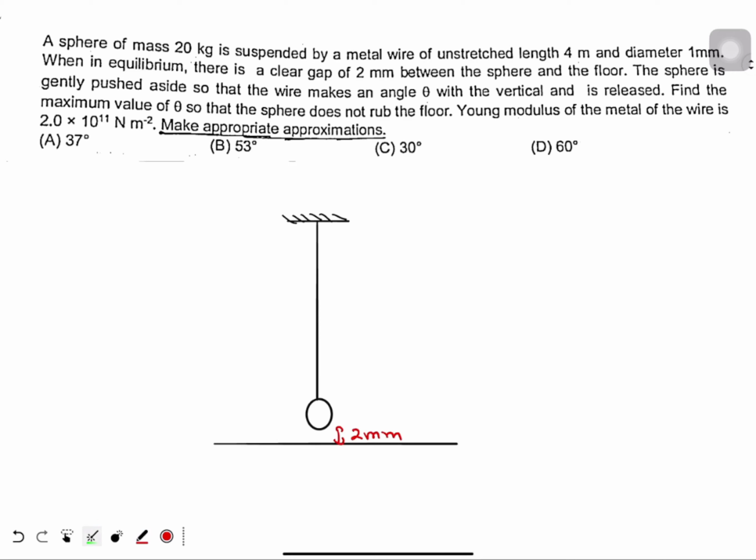Correct. But now when the sphere is gently pushed aside so that the wire makes an angle theta with the vertical and released, you take the sphere on one side and release it. So now it will start oscillating, it will perform oscillations.